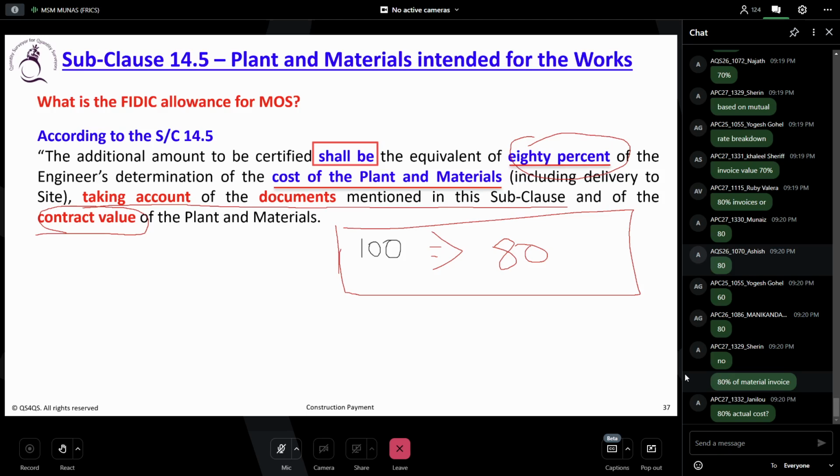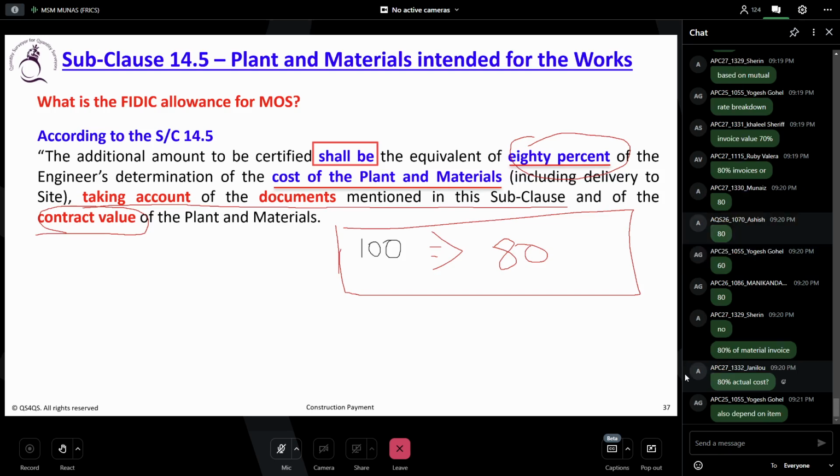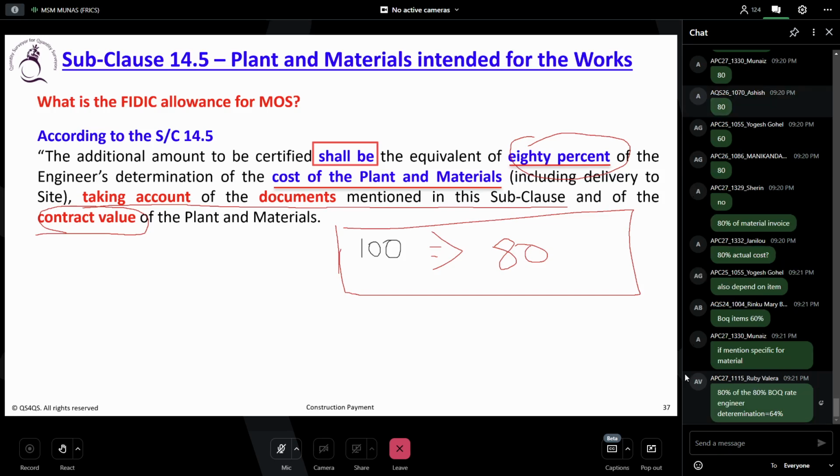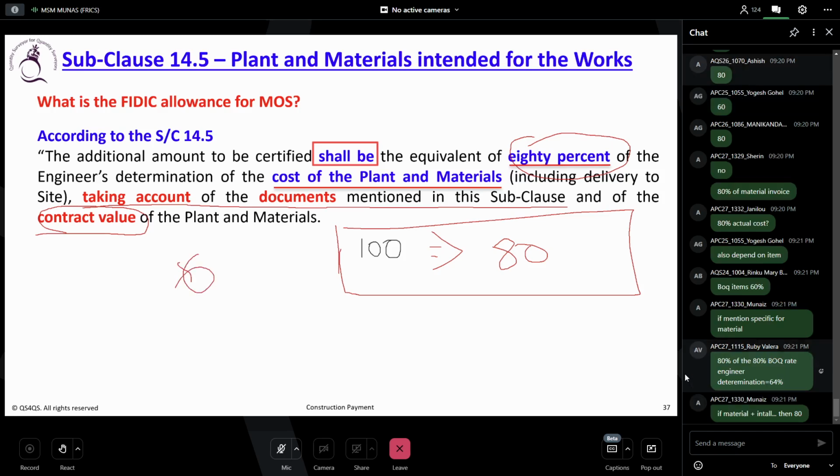But in a BOQ, you see the material price. Maybe in some contracts you don't have the breakdown, like how much material, how much labor, how much supply. If that breakdown is available, check that breakdown. Let's say in the breakdown of the cost it's 60. Will you pay 80?